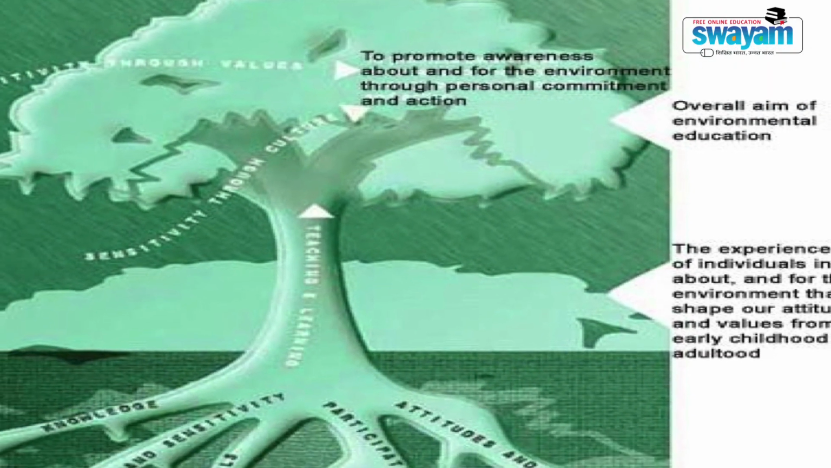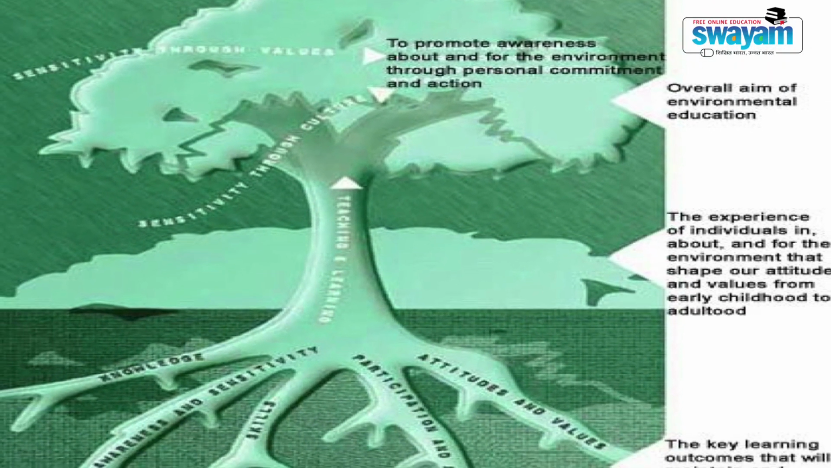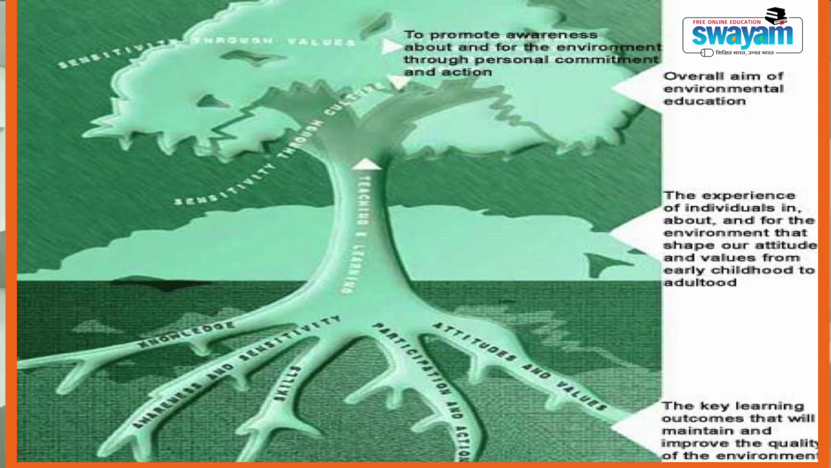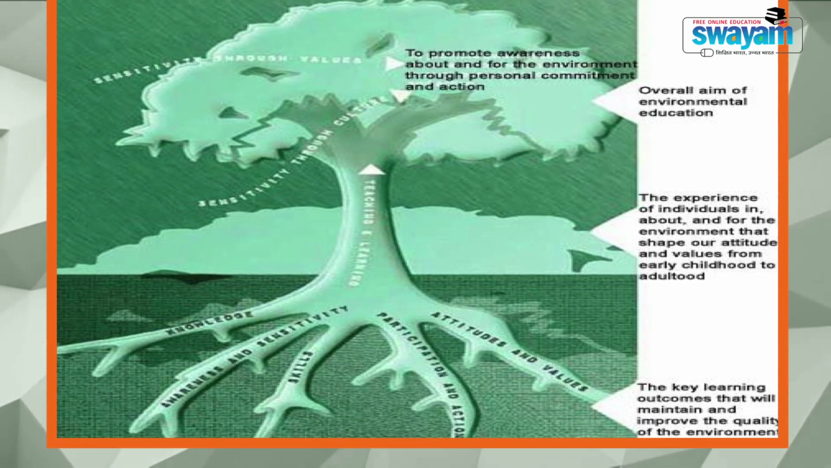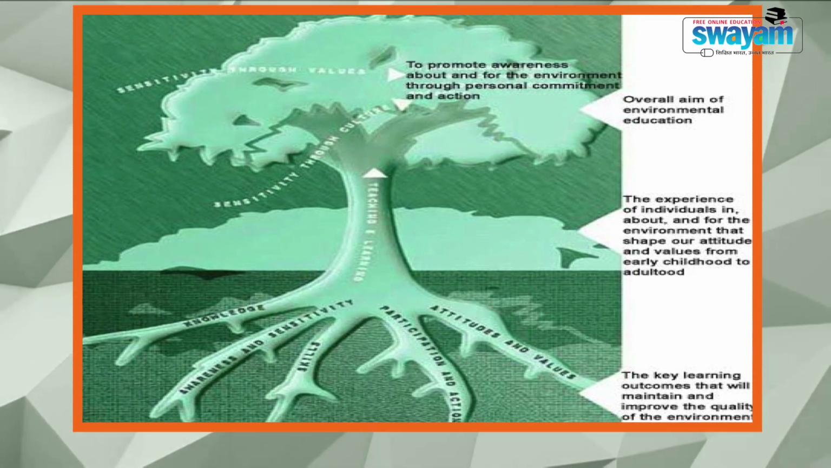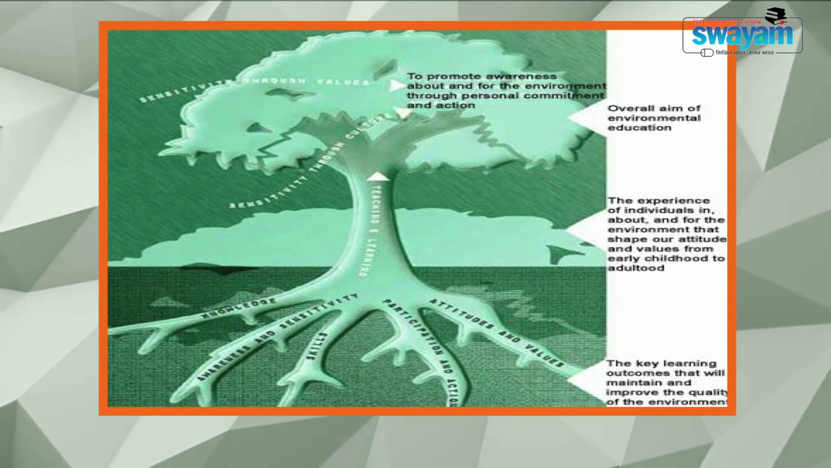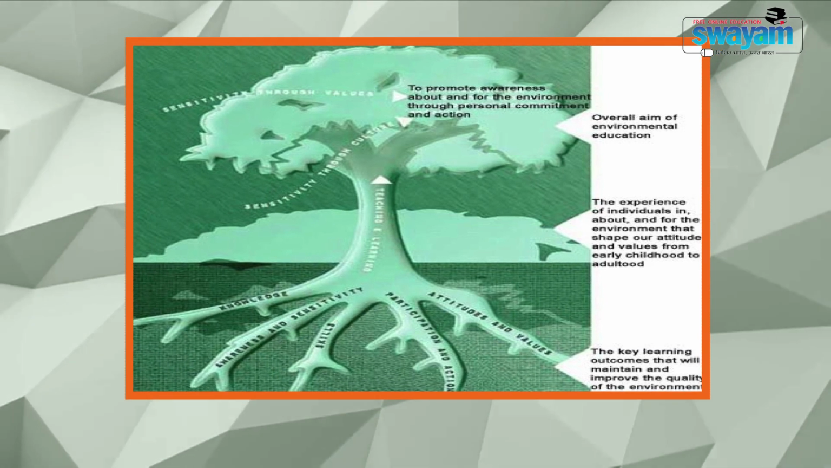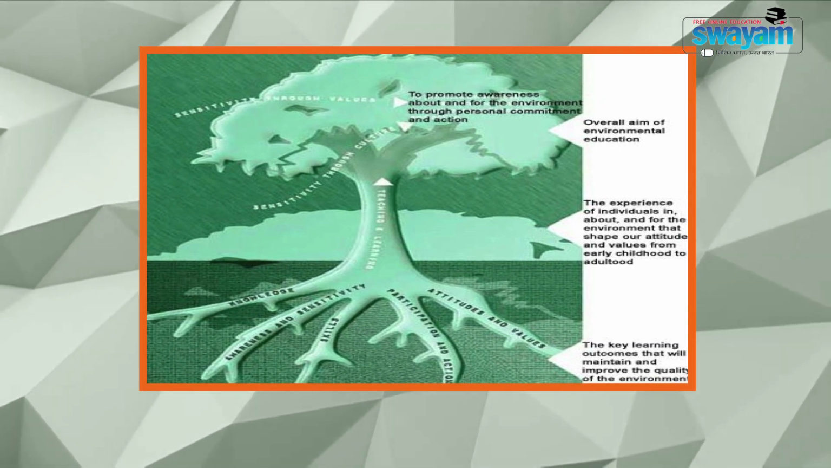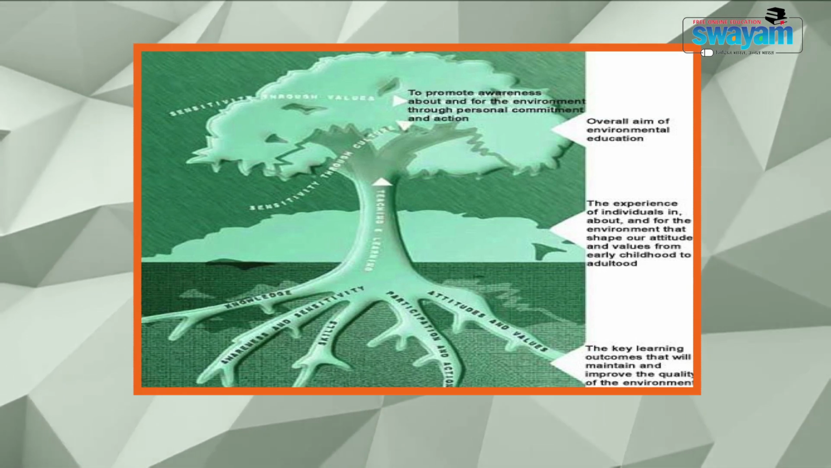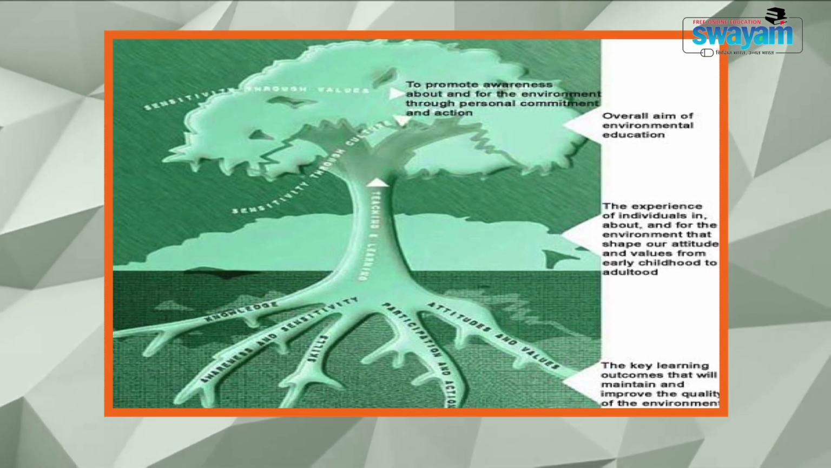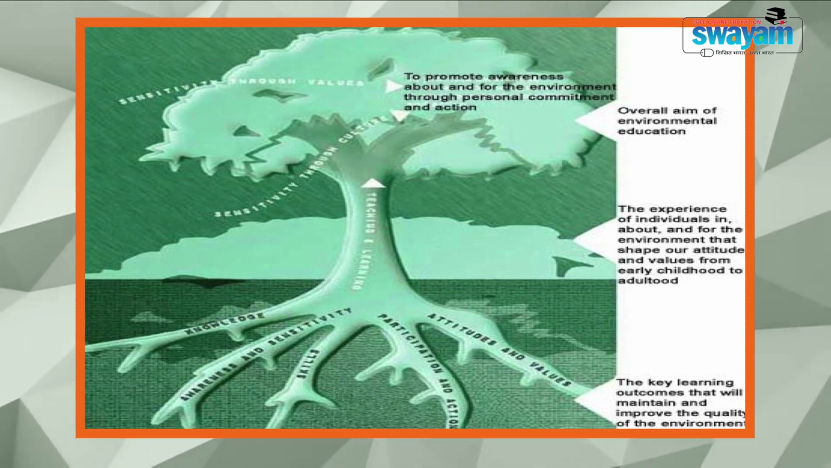The main trunk is the teaching and learning process, in which individuals will learn in, about and for the environment, which will shape their attitudes and values right from early childhood to adulthood. The green leaves of the tree denote sensitivity through values and sensitivity through culture. It will not only promote awareness about and for the environment through personal commitment and action, it is also the entire overall aim of environmental education.